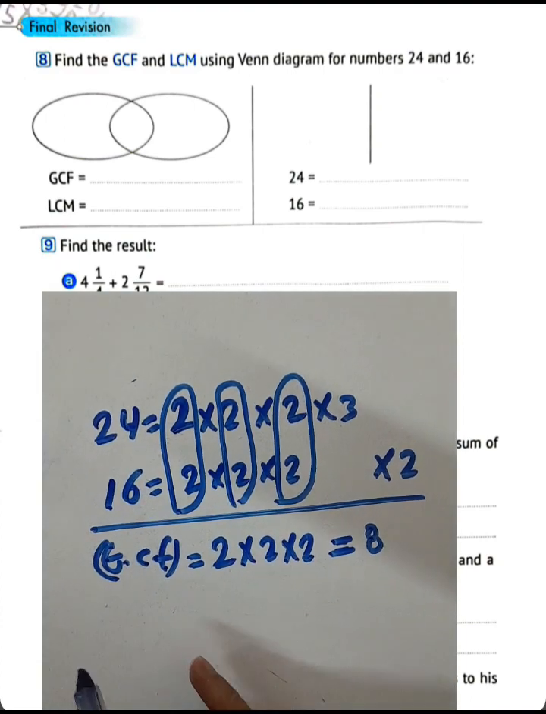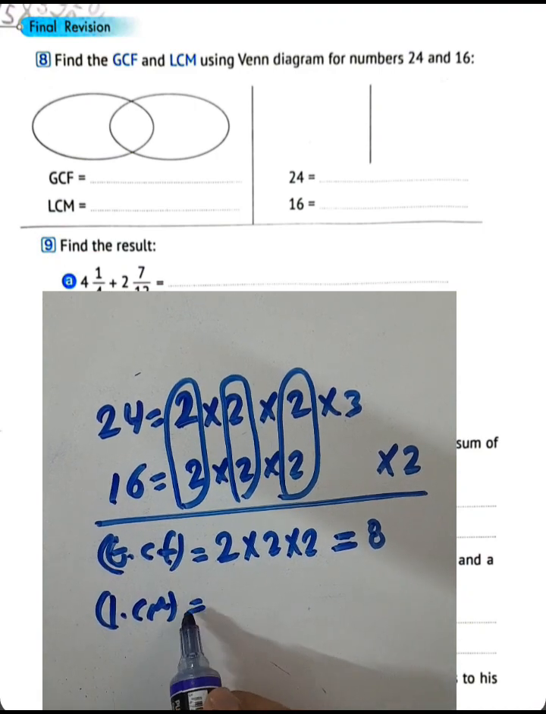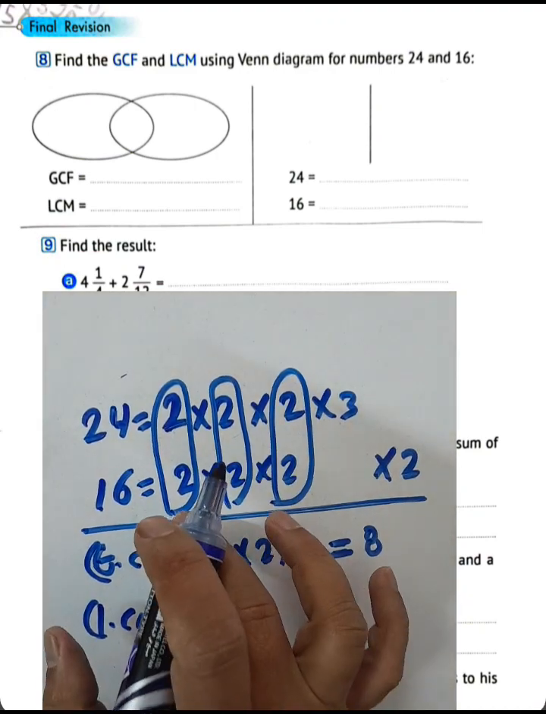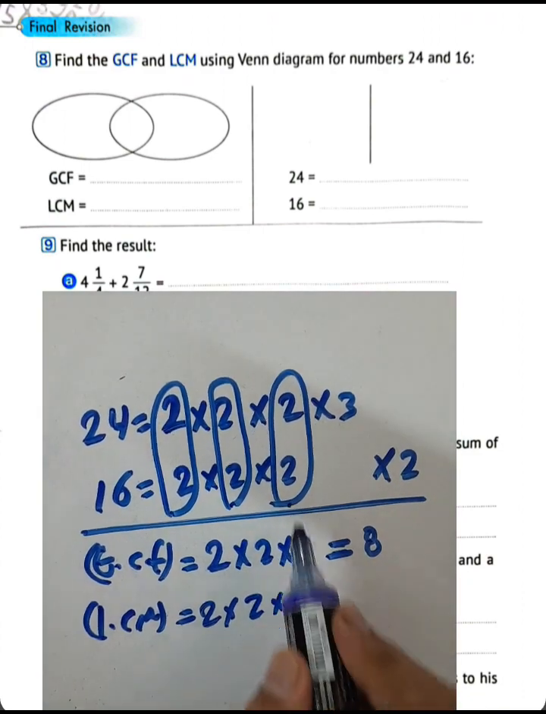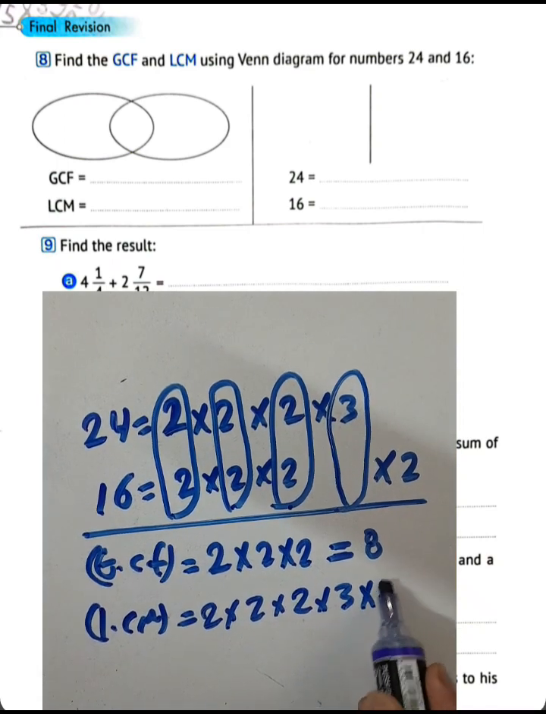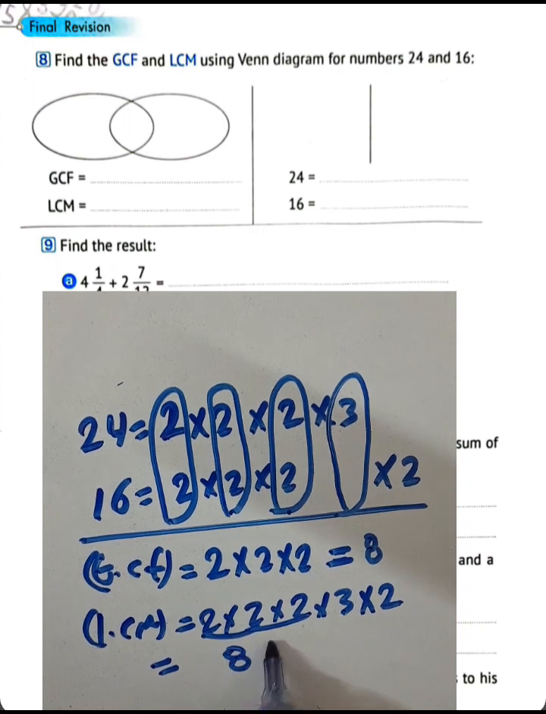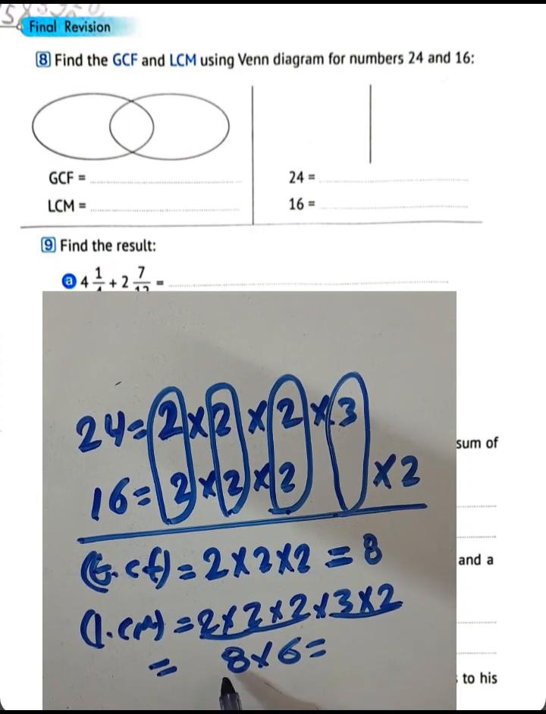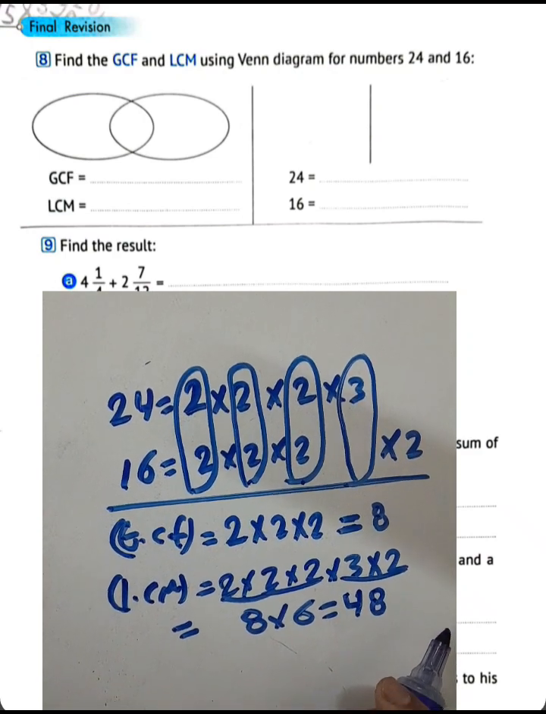Okay, it's the greatest common factor between two numbers, and the least common multiple between them. We can write 2 times 2 times 2 times 3 times 2. 2 times 2 equals 4, 4 times 2 equals 8, and 3 times 2 equals 6, 6 times 8 equals 48. It's the least common multiple between the two numbers.